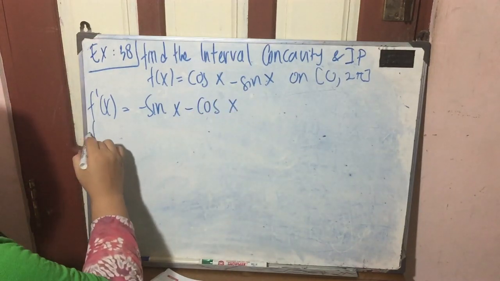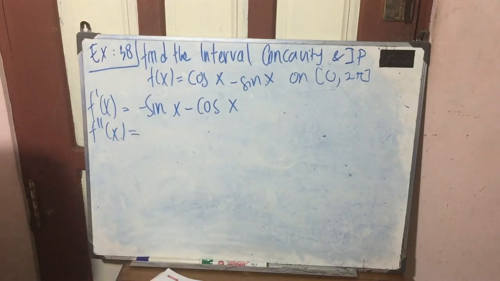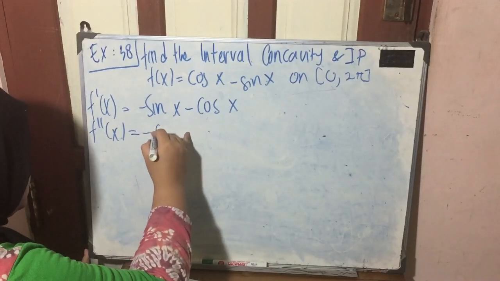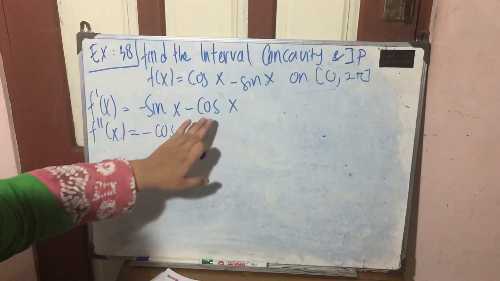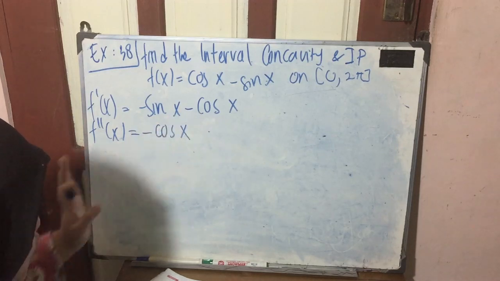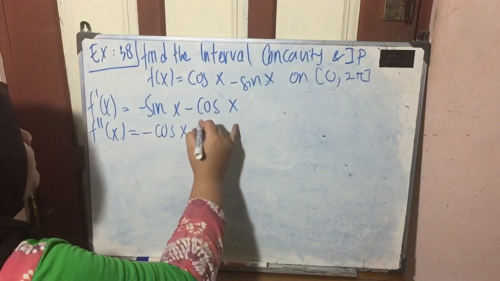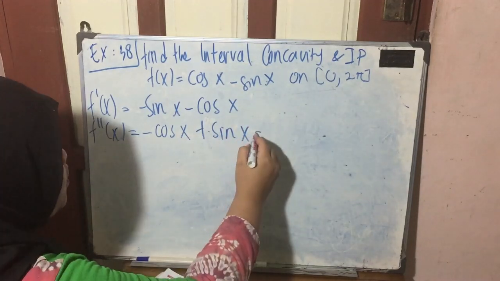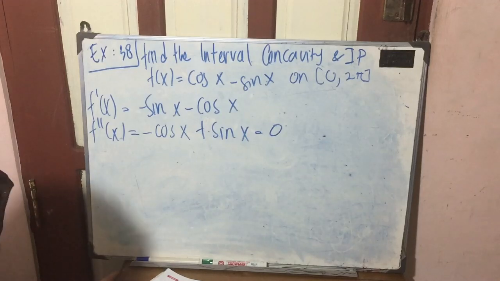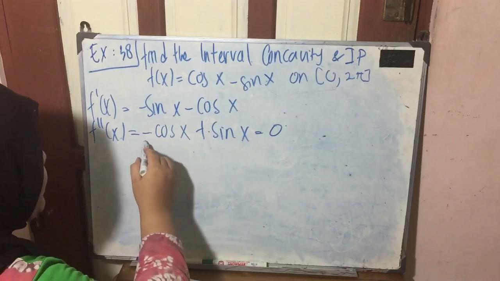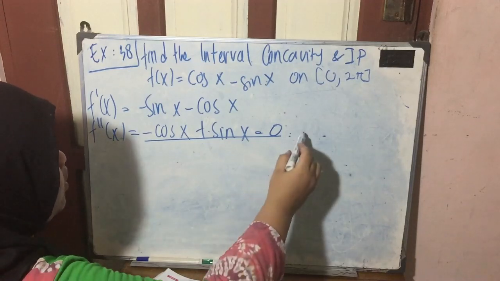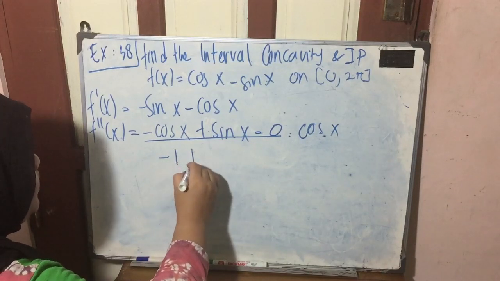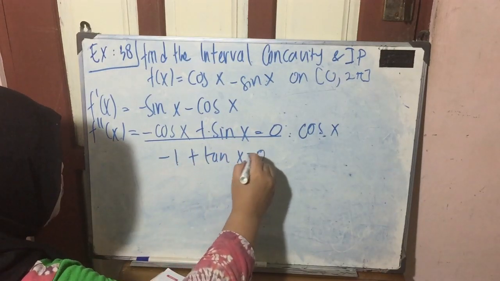Now the second derivative: the derivative of minus sin is minus cos, and the derivative of minus cos is plus sin x. So f''(x) equals minus cos x plus sin x. Set this equal to 0 and divide by cos x. So this is minus 1 plus tan x equals 0.